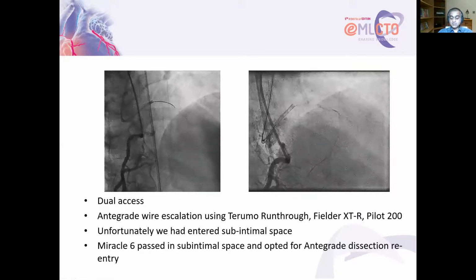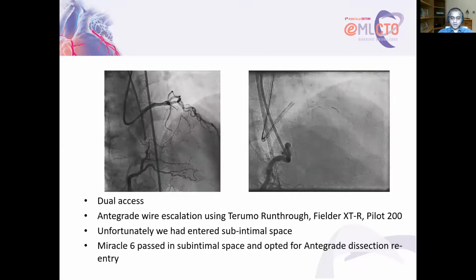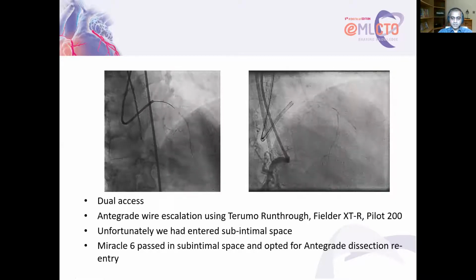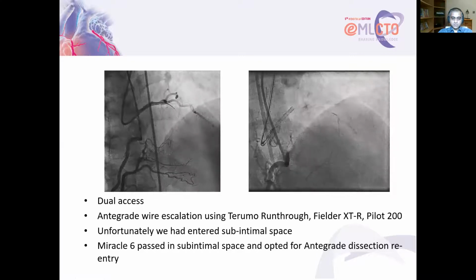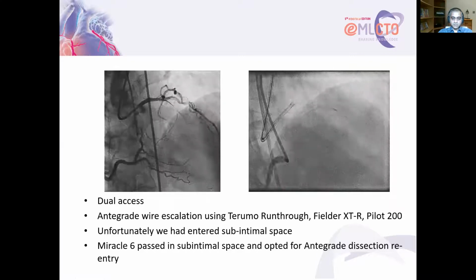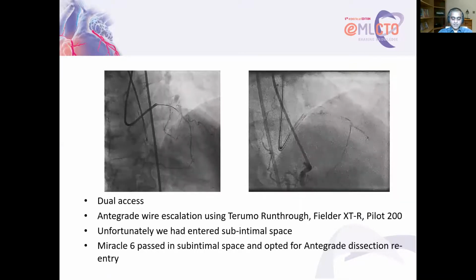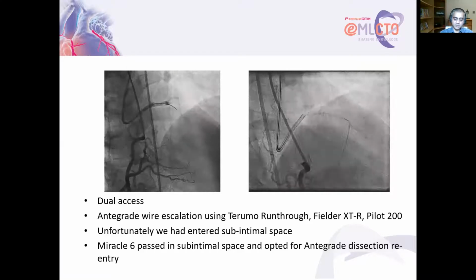We could think about a parallel wire and bringing up a second microcatheter. We were, however, 7 French here. What we elected to do here was to move to an antegrade dissection re-entry strategy with a dedicated device. And this dedicated device we chose to use was the Stingray balloon.